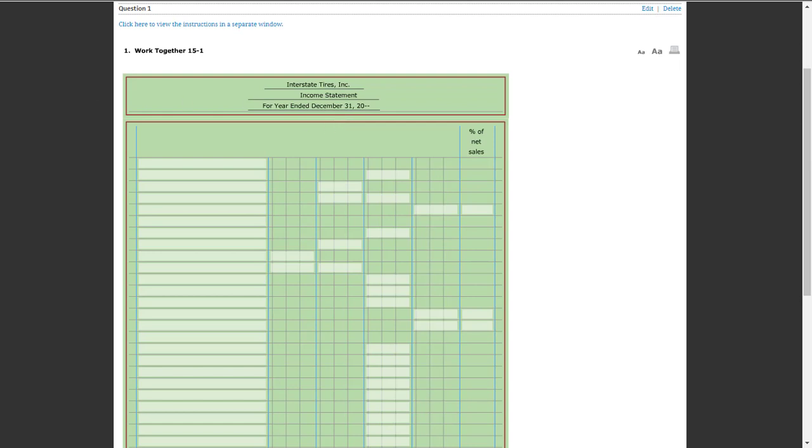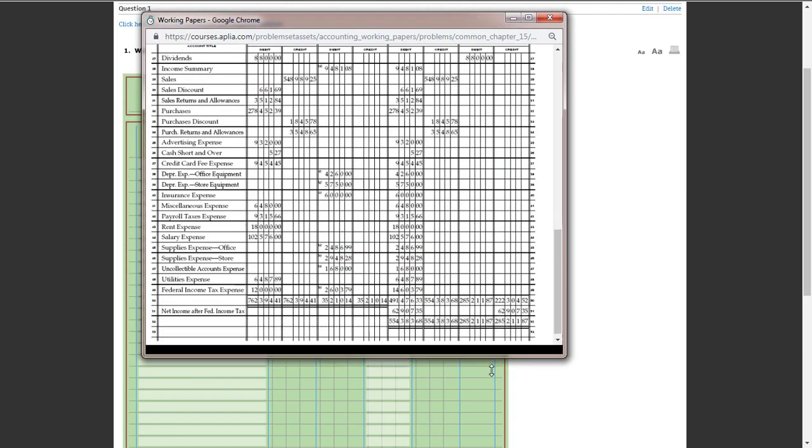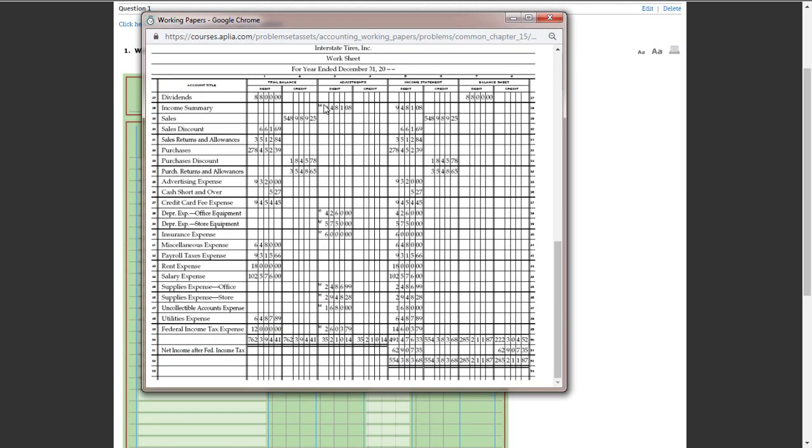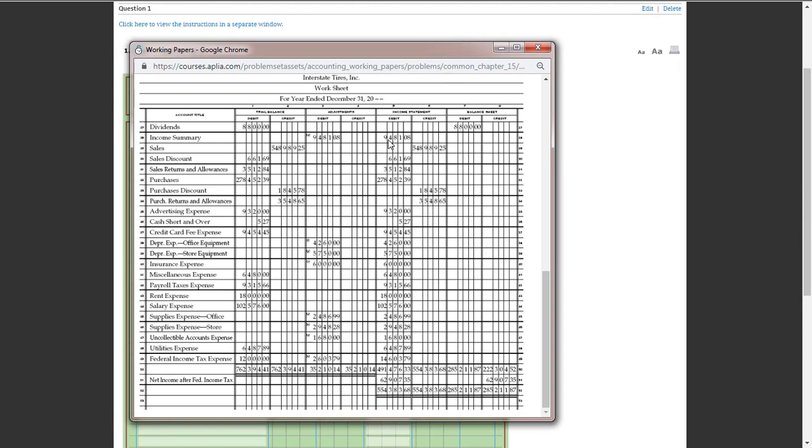All right. So our goal is to get, if we look here, pretty much everything from our income statement columns of our worksheet onto here. But this is where we get a little tricky. Do you see this 9,481.08? This number right here? Where is that from?